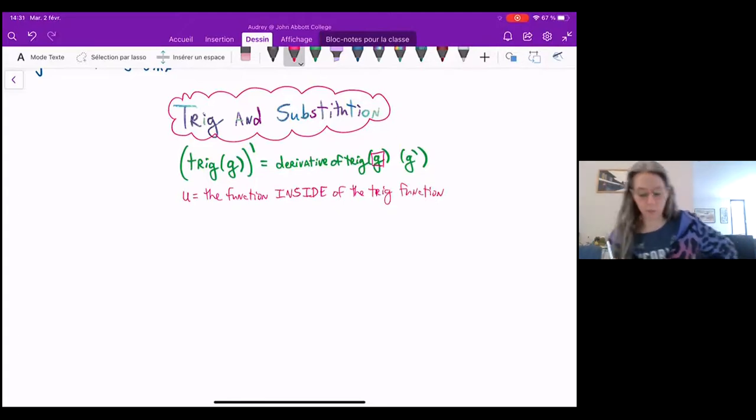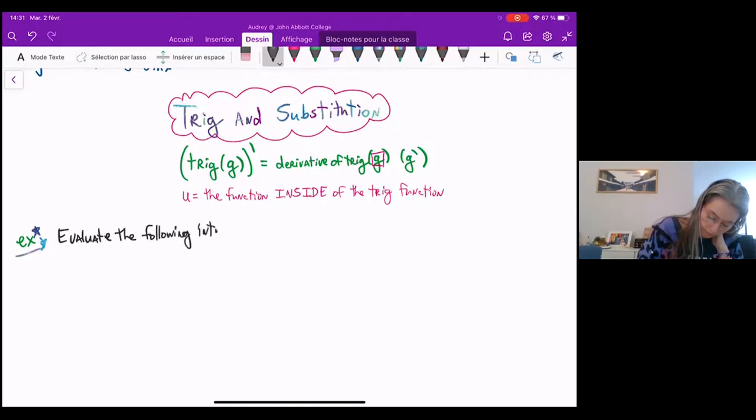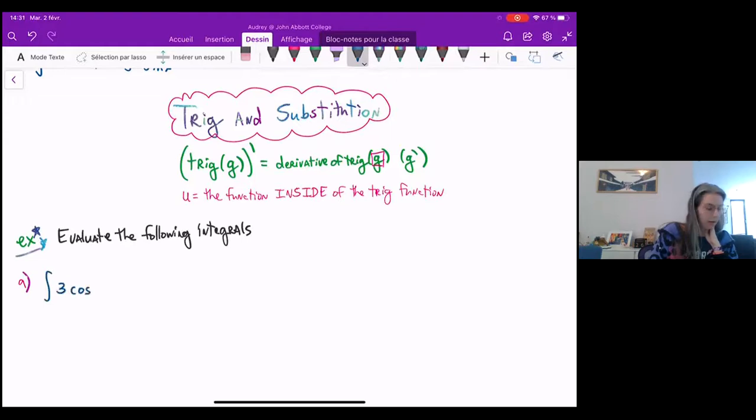Let's do a couple examples to see that happening. So we want to evaluate the following integrals. So we're going to start off with one that's pretty simple: the integral of 3 cosine of 4x.